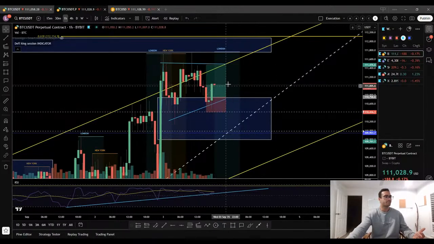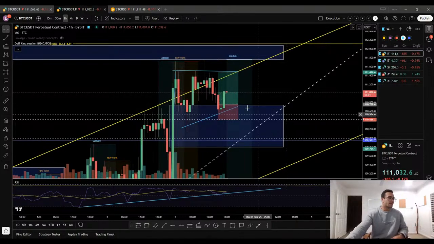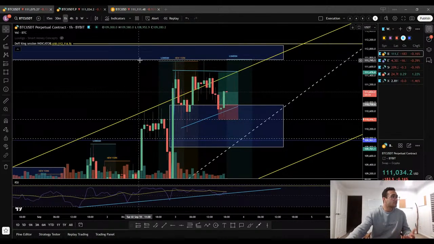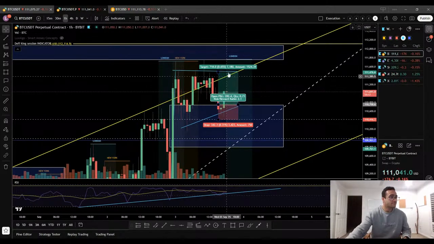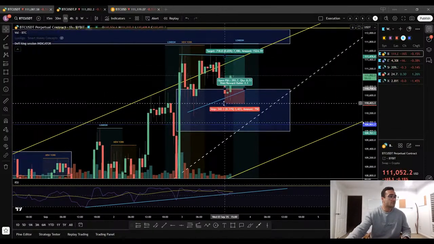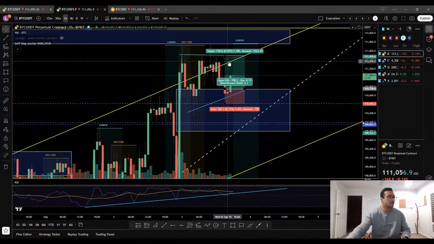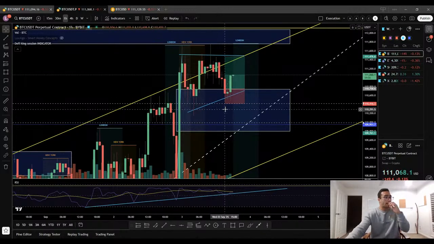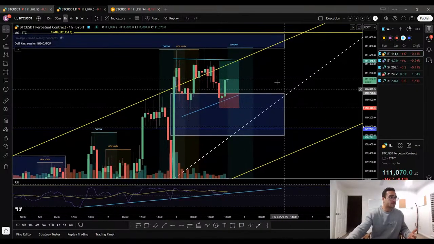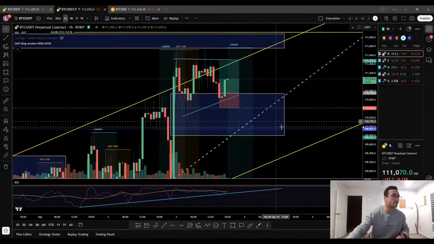Okay, so I'm in a trade right now. It is on Bitcoin. I have simply caught the bottom of this bull flag here. The reason I entered it is because there was a fair value gap here.